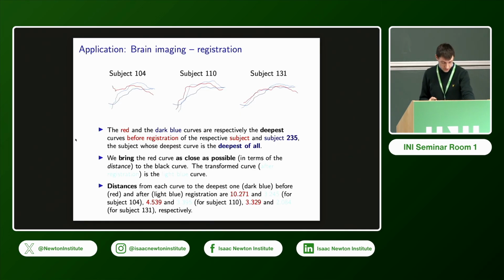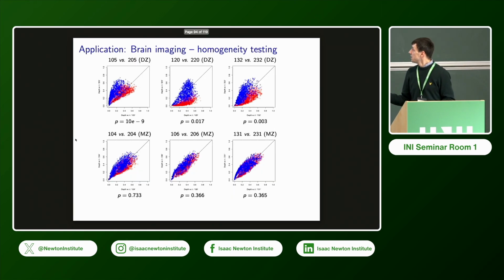I'll go faster on curve registration, not to take too much time. In curve registration, we would like to align all of them. Basically we have many patients who put their head in the scanner at different angles. We just want to align all of them, so we do that before treating the data properly. And then we do homogeneity testing.